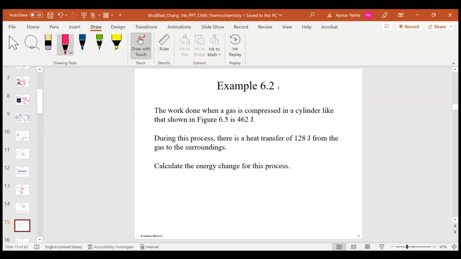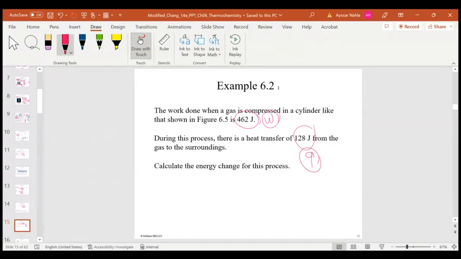Okay. Right. The work done when a gas is compressed in a cylinder, like shown in the figure, is that much. During this process, there is a heat transfer of whatsoever. So that's a heat transfer. Calculate the energy. I don't know what example this is in here. Figure 5. The work done when a gas is compressed in a cylinder, like shown in the figure, is that much. So that's the work. During this process, there is a heat. Perfect. Now they're giving me W and they're giving me Q.